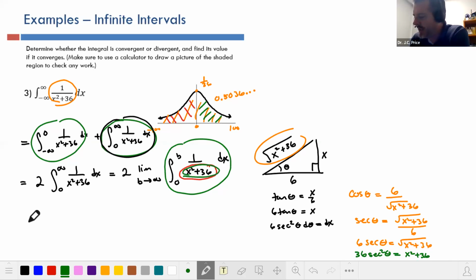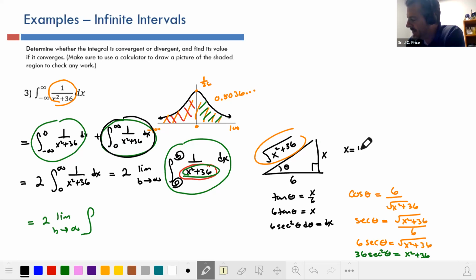And so this will be equal to 2 times the limit as b goes to infinity of the integral of, and here I have to make sure I change my limits of integration. I'm going from 0 to b here. So what happens if x is equal to b? Well, I come down here, and that means tan of theta is equal to b over 6. And so that tells me that theta is equal to the inverse tan of b over 6.